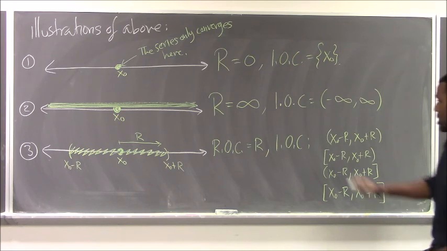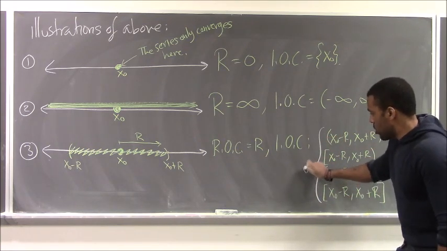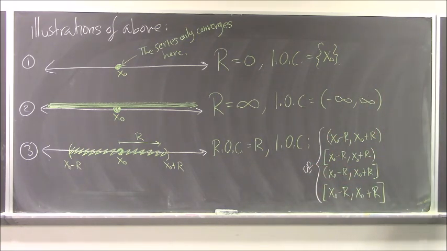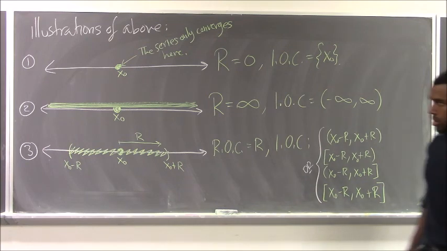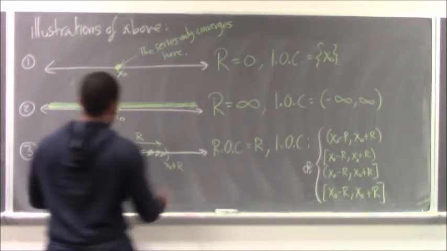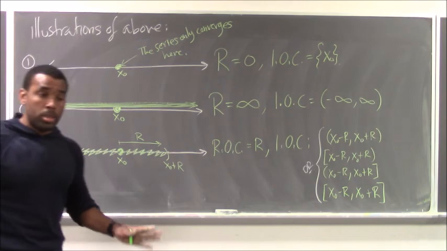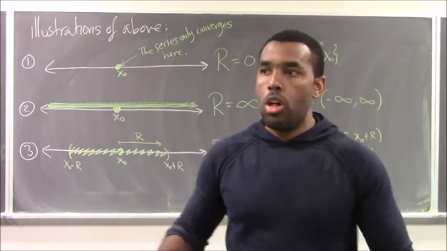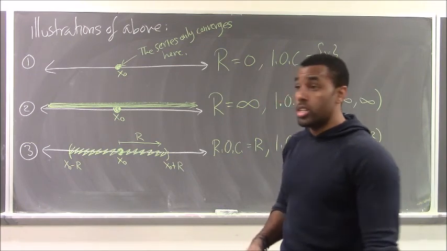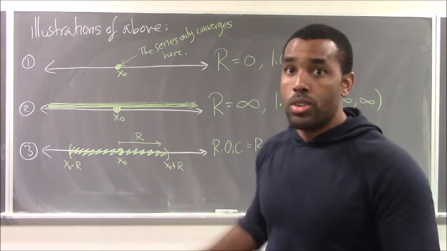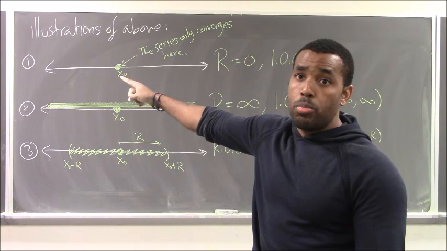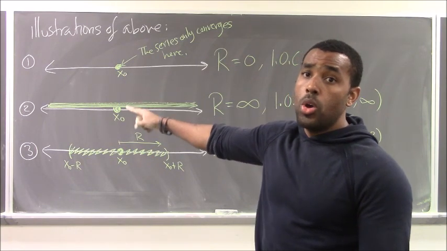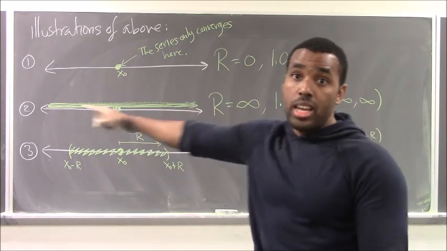So your interval of convergence would be one of these. Okay, so the endpoints may or may not be included, but this is all the possibilities. So a power series is always going to converge. It will converge all the time. All power series converge. The question is, where is it going to converge? Is it going to converge for a single point only, x equals x naught? Will it converge on the entire real line?